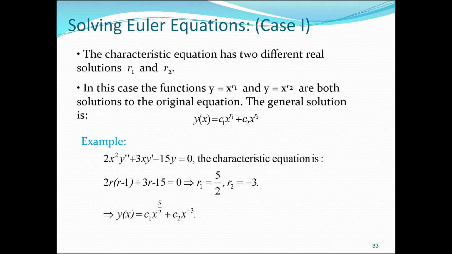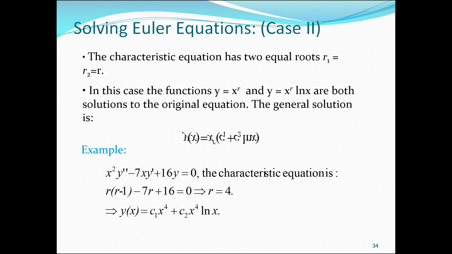For example, 2 into x squared y double dash plus 3 into xy dash minus 15 into y equal to 0. The characteristic equation is 2 into r into r minus 1 plus 3 into r minus 15 equal to 0. Now we solve the equation. We get r1 equal to 5 divided by 2 and r2 equal to minus 3. Therefore, the solution becomes y of x equal to c1 into x power r1, substituting r1 as 5 by 2, plus c2 into x power r2, substituting r2 equal to minus 3.